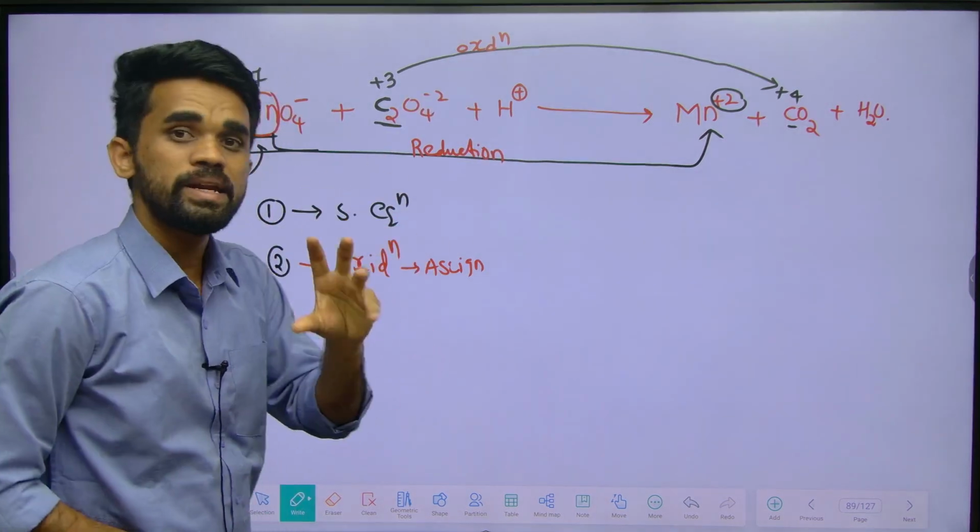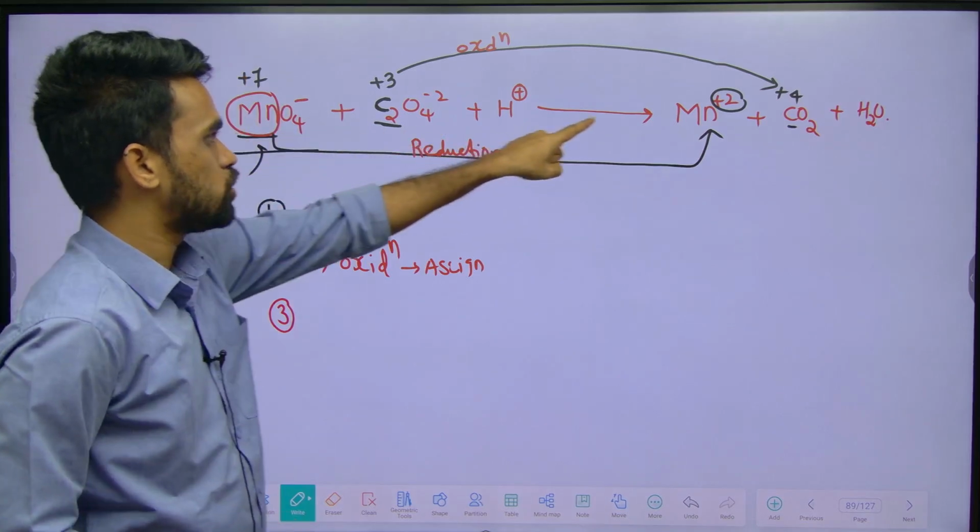In reduction, how many electrons are involved? Plus 7 converted into plus 2.